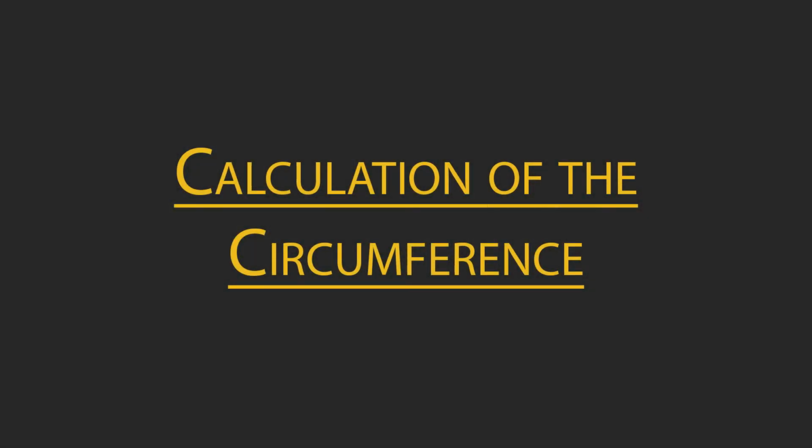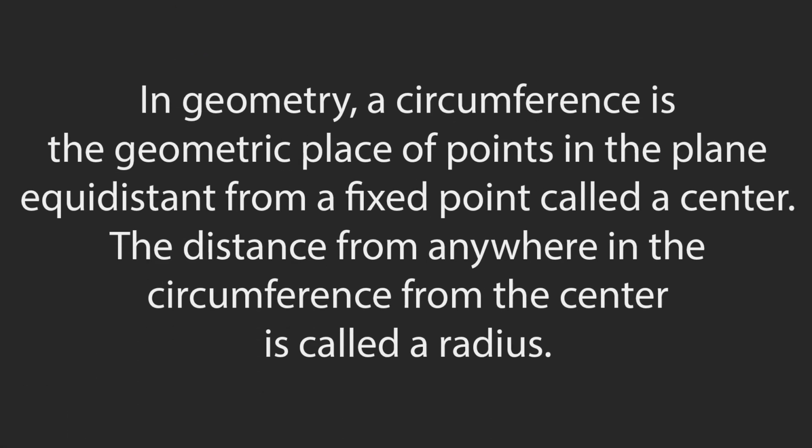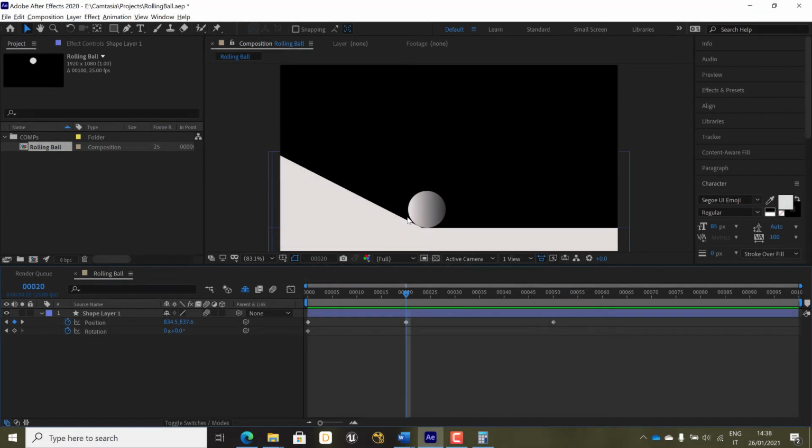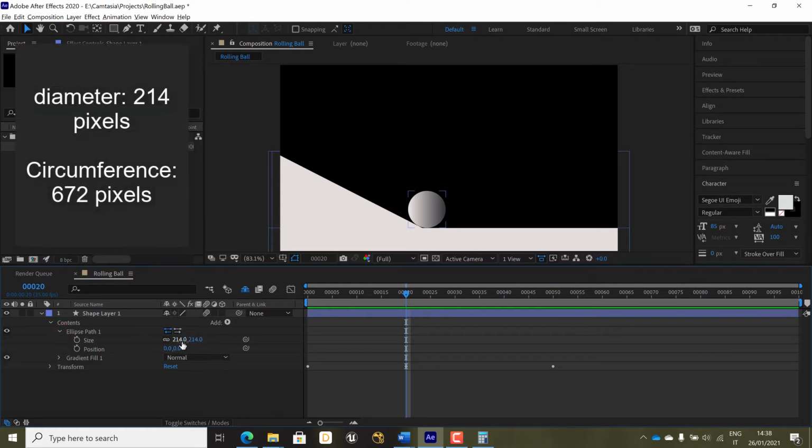First of all, we need to know the circumference of our ball. The formula for the circumference is 2πr, which translates in the diameter multiplied by π. We can find the diameter of our ball within the shape layer. It is the input size of our ellipse path. In our case, the diameter is 214 pixels. This way, we can calculate that the circumference of our ball is 672 pixels.